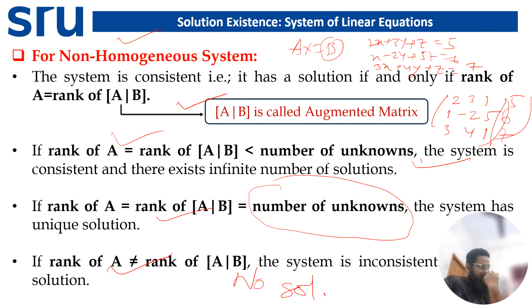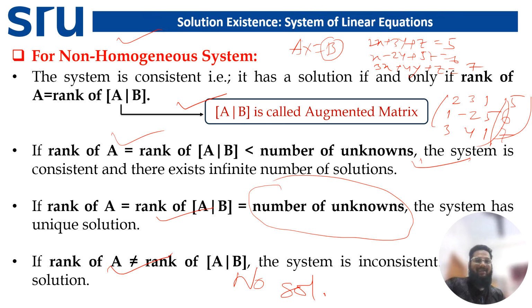So what is the summary of this? For the non-homogeneous case, you write the A matrix, put a line and write the B vector, that means the total augmented matrix, then you find the rank. How to find the rank? Convert to row echelon form. Now if the rank of A and the rank of the augmented matrix are the same, and both are equal to the number of variables, then it has only a unique solution. If both are not the same, then there is no solution. And if both are the same but the value is less than the number of variables, then it has many solutions. So this is the concept for solution existence of a system of linear equations.